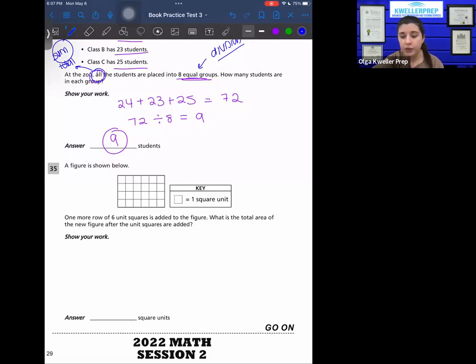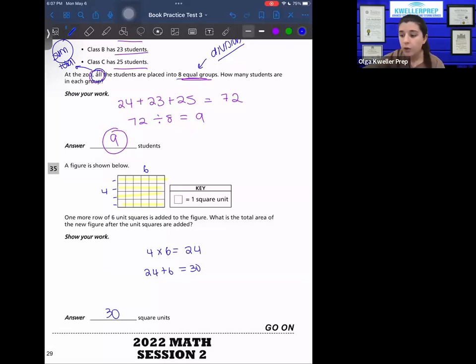So there's many different ways that you guys can approach this question. Row goes horizontally, so this is a row. Each row here has 6 units. One approach is you can find the area right now. You could say 1, 2, 3, 4 by 6. And 4 by 6 is 24, and I'm adding one more row of 6. So 24 plus 6 gives me 30.